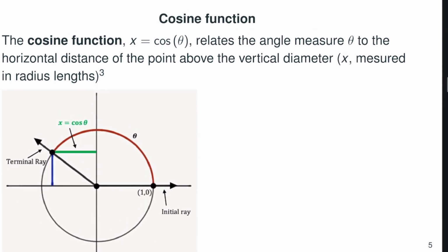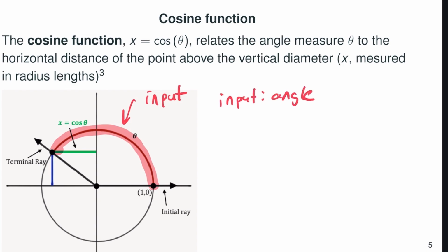So let's get the cosine function. Cosine function also, I'm going to keep writing this because it's important. We have to always remember the angle is the input of the function for any trig functions. So this is input, again an angle, just like sine. So for cosine function, it relates the angle measure to the horizontal distance. So not vertical distance now, it's a horizontal distance of the point from the vertical diameter.